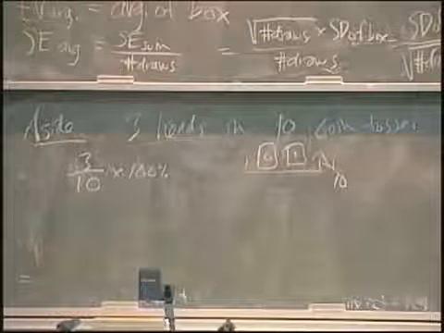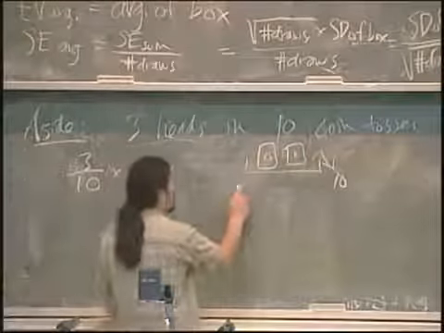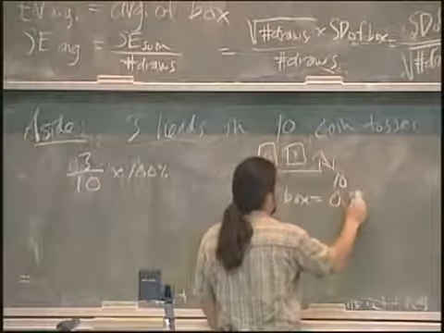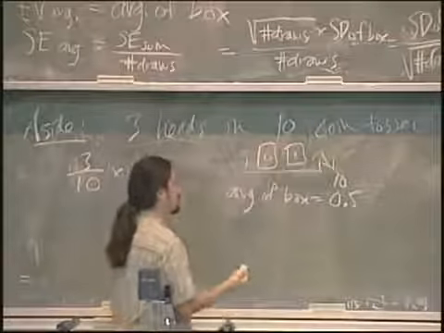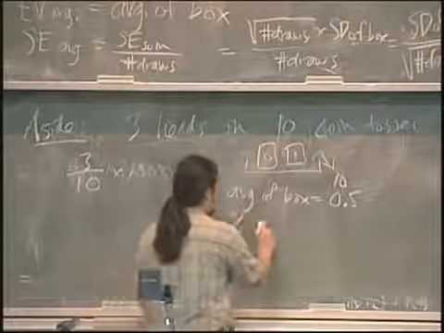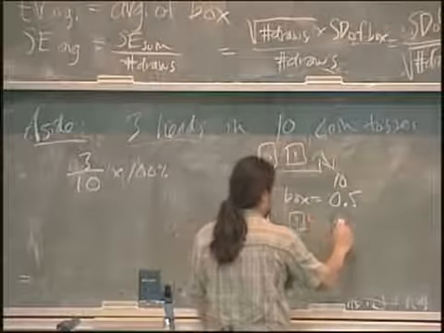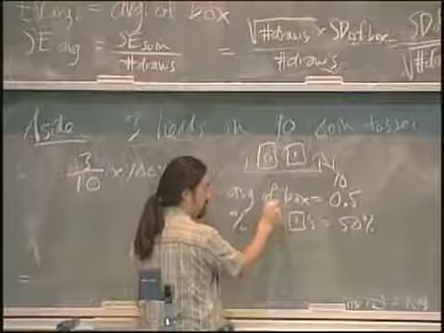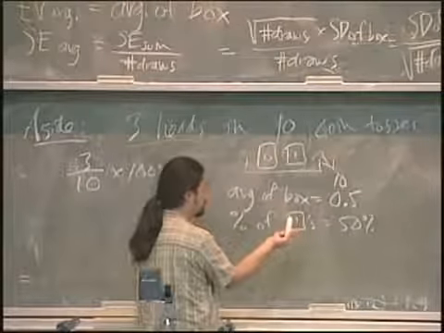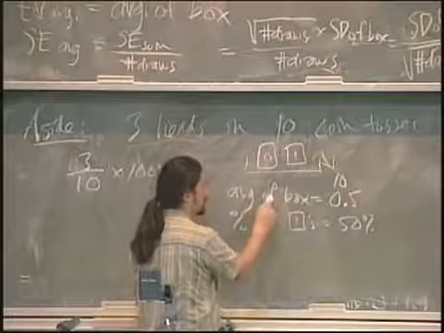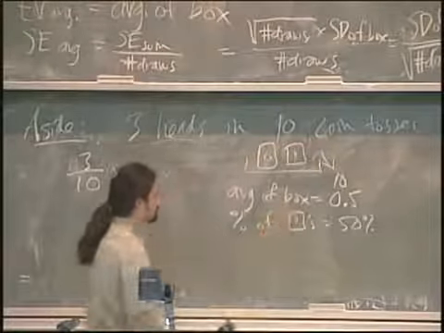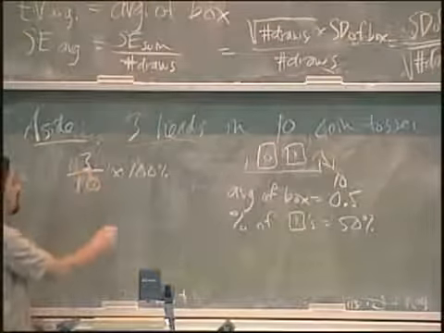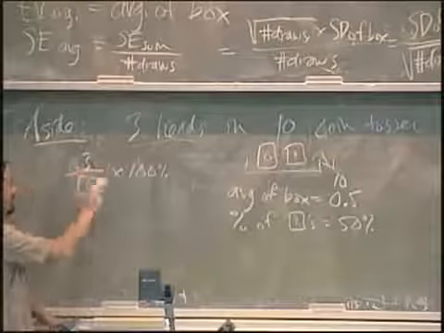And similarly, the average of this box is 0.5. Well, what's the percentage of ones in the box? It's 50%. How do you get to the percentage of ones from the average of the box? Multiply by 100%. So the percentage of ones in general is the average times 100% if you're just dealing with zeros and ones. So in any formulas having to do with percents, you can deal with averages and then multiply by 100%.